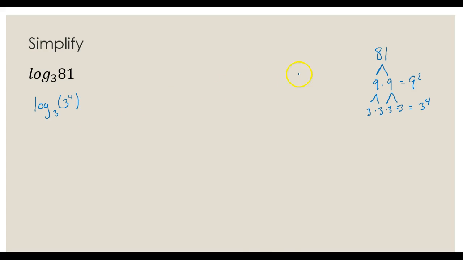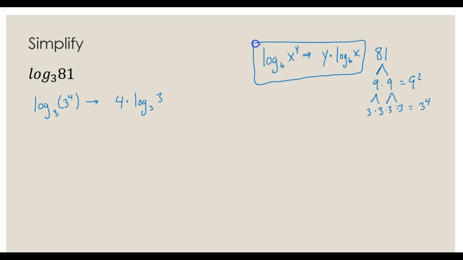Now, we have a rule that says if you have a log base b of x to the y power, you can write that as y times the log base b of x. So that means that we can take this and write it as 4 times log base 3 of 3. That's helpful, and that's in our logarithm notes. There's a whole bunch of laws of logs that we have written down.